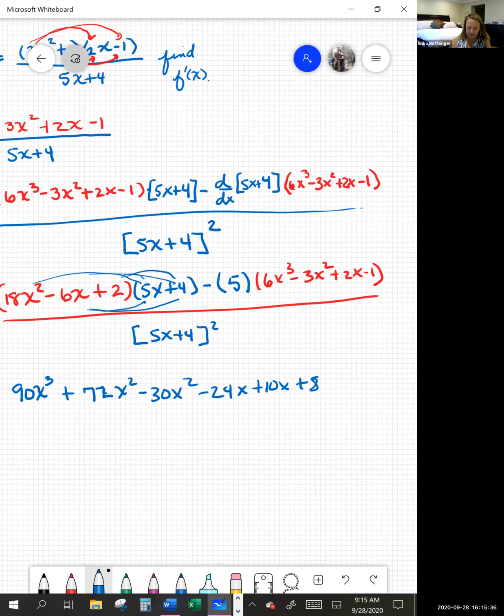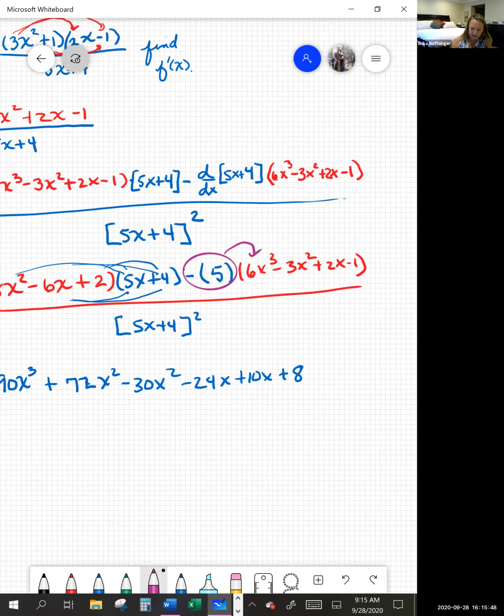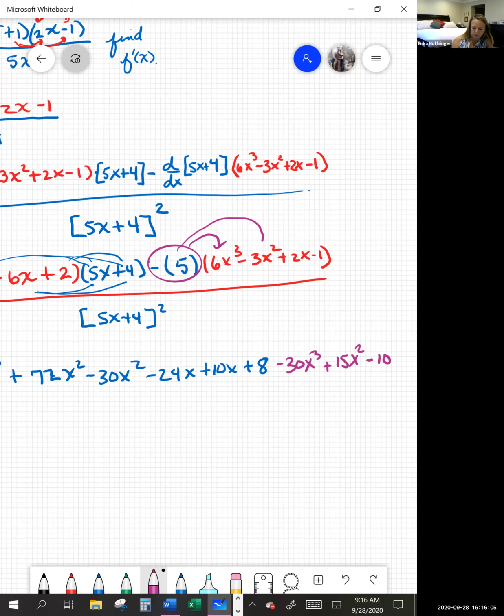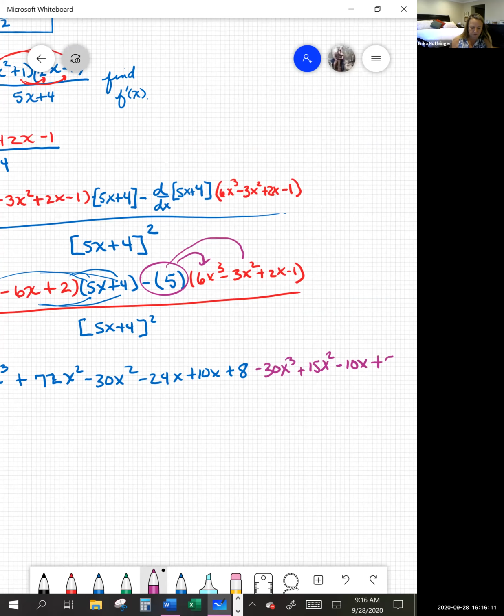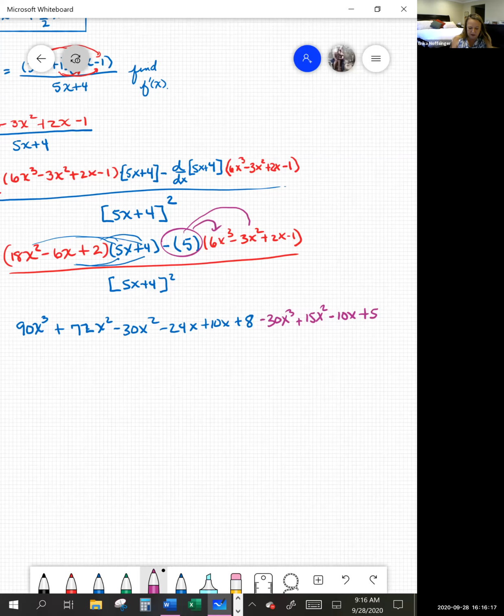At the same time, let's now distribute the negative 5. Negative 5 times 6x cubed is negative 30x cubed. Negative 5 times negative 3x squared, that's 15x squared. Negative 5 times 2x is negative 10x. And negative 5 times negative 1 is plus 5. And that is all over that denominator squared.